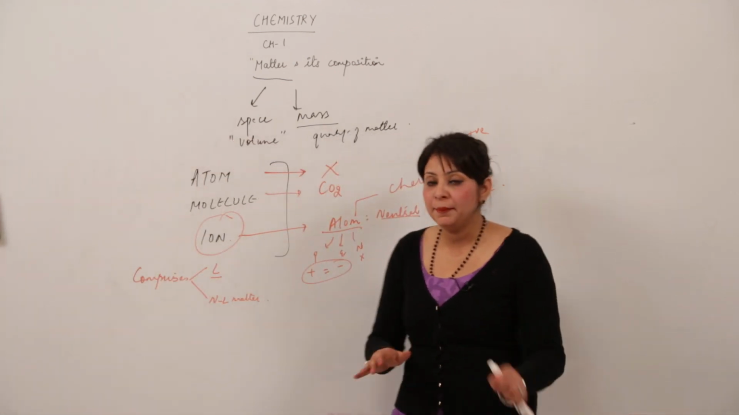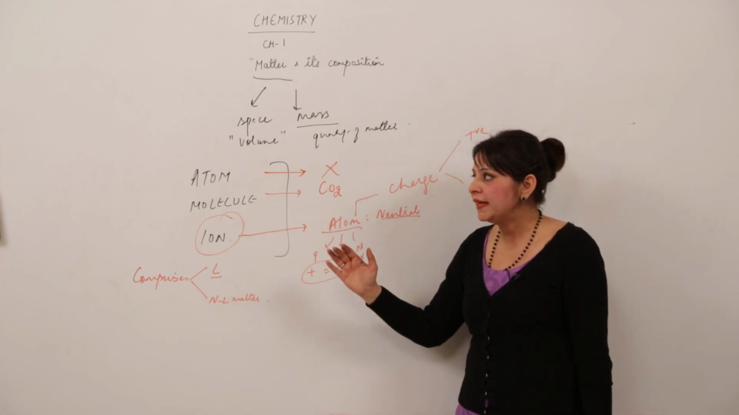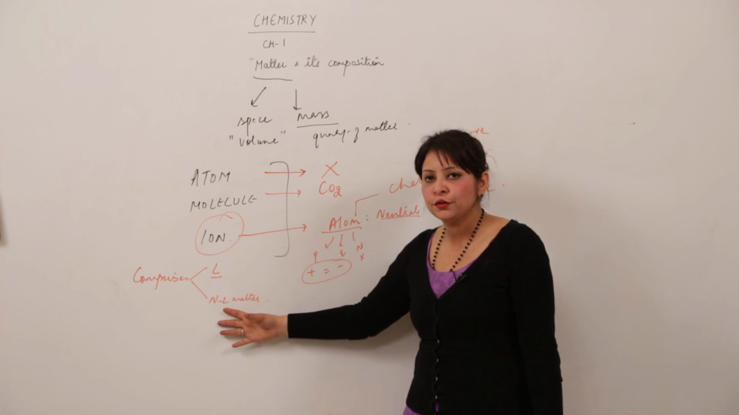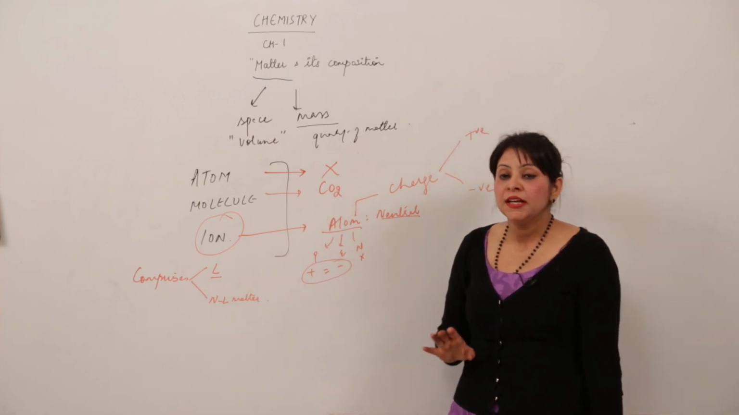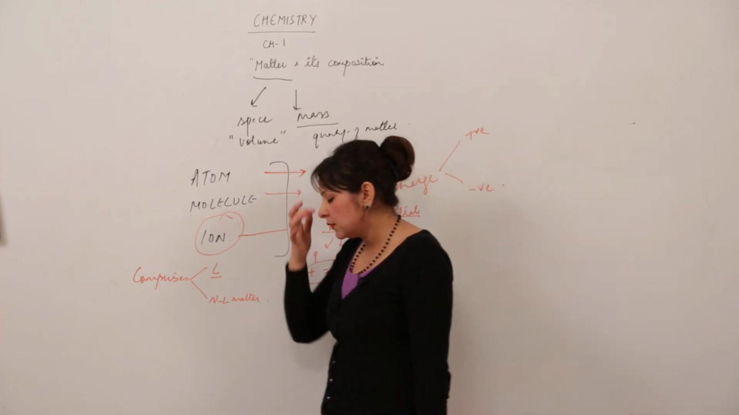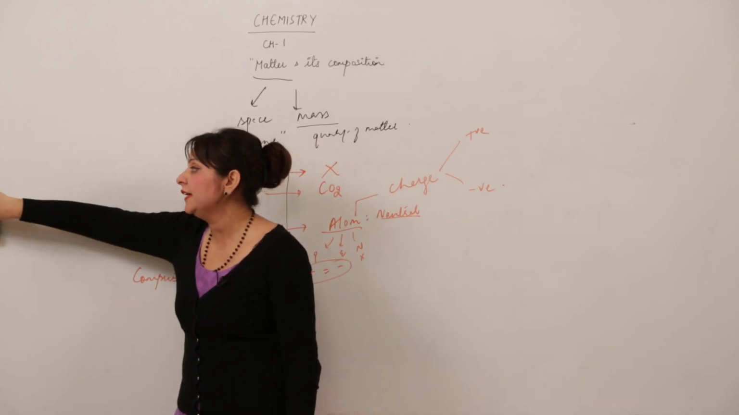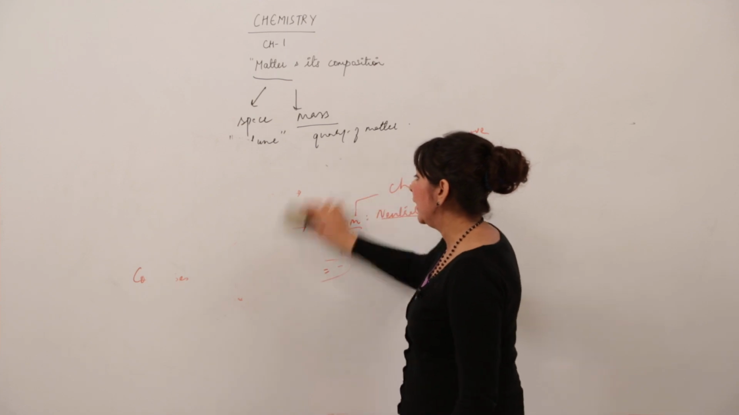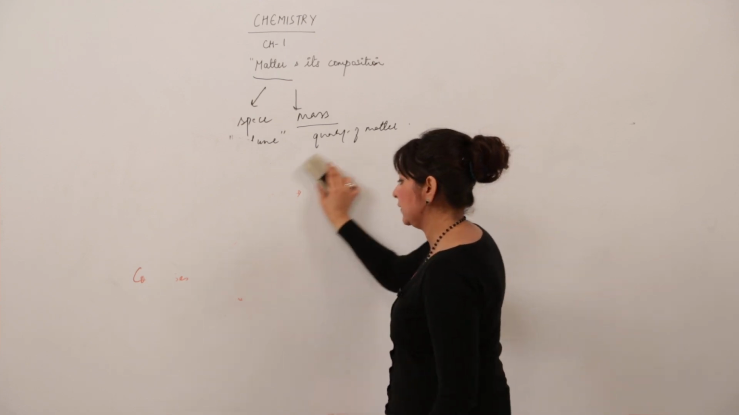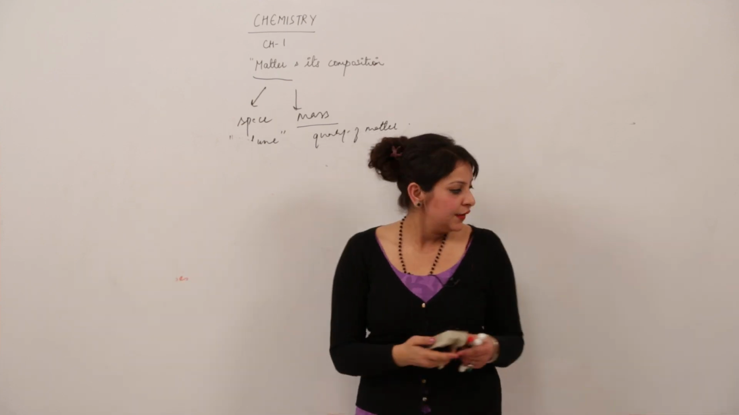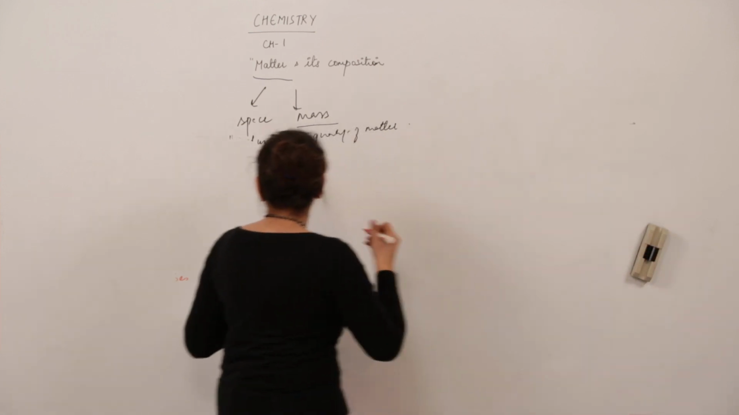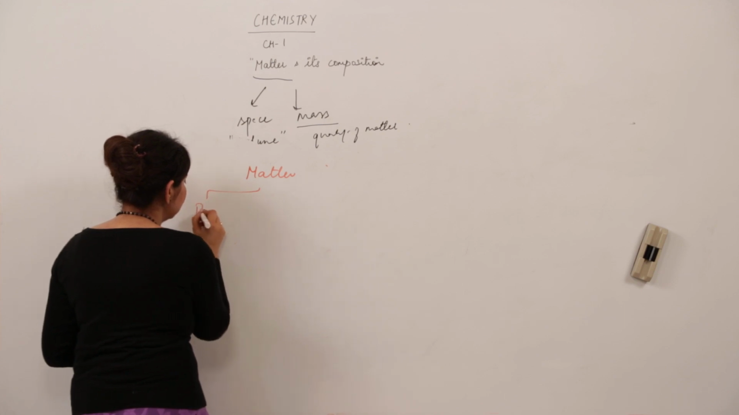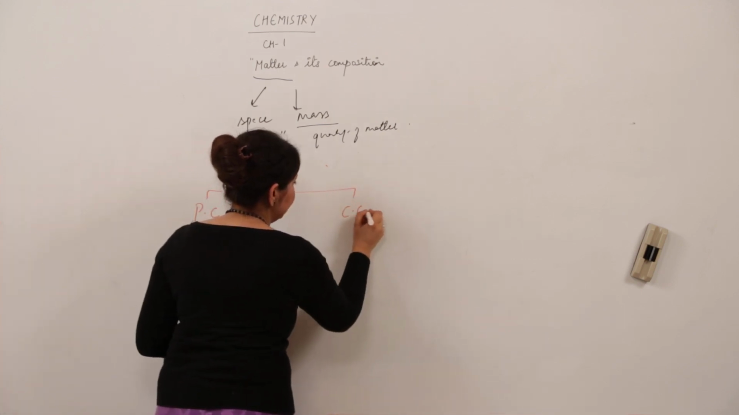So now you are familiar with what matter actually is, what the composition of matter is, and what it comprises of. Now in the next step we are going to classify matter. When we classify matter, we classify it under two categories: physical classification and chemical classification.